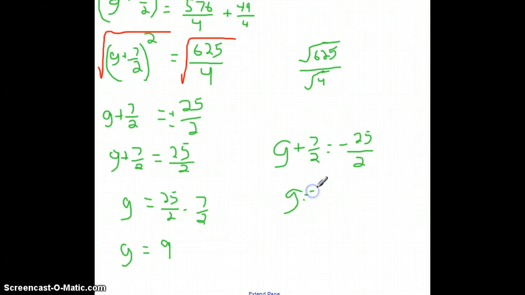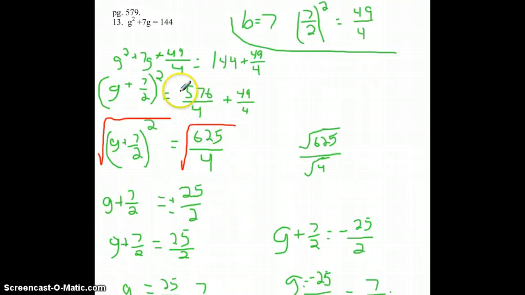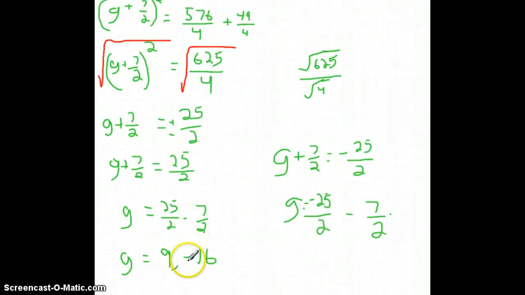G equals negative 25 over 2 minus 7 over 2. Again, we got common denominators. Negative 25, negative 7. That gives us negative 32. So negative 32 over 2 is negative 16. There's your two answers. So again, when we talk about these numbers, what they represent is if we went back and graphed this original quadratic equation, these would be our x-intercepts.